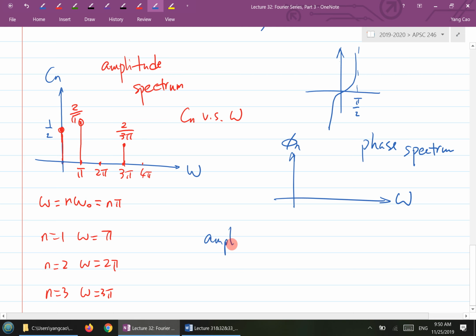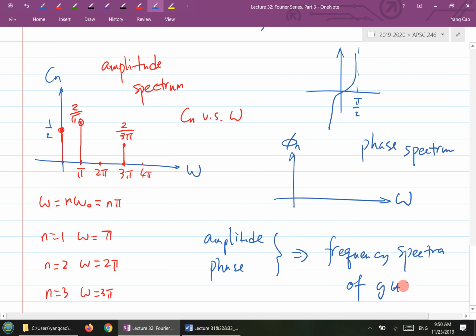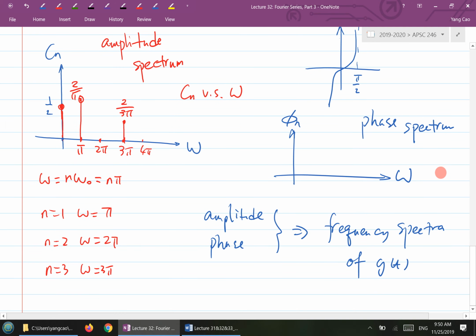So the amplitude and the phase together are the so-called frequency spectrum of the function g of t. Okay, so frequency spectrum. And this is a completely different way of looking at a signal. You're not just looking at the time information, you're looking at the frequency information behind this time signal. That's a completely different perspective to look at a signal.